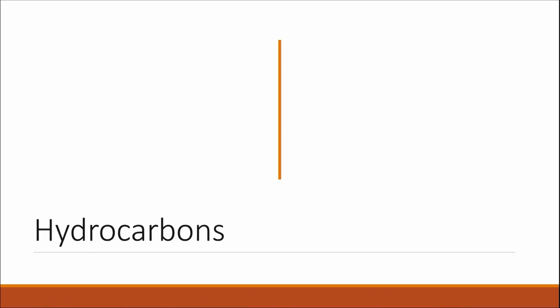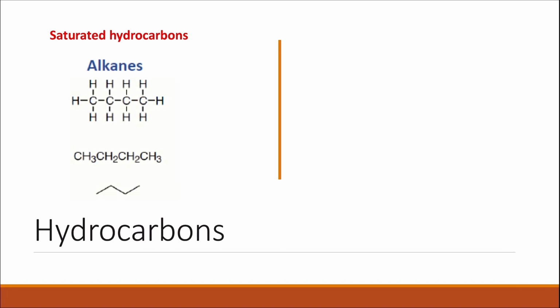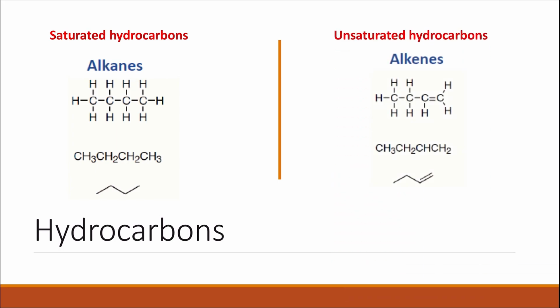There are two classes of hydrocarbon that you need to learn. The first one is the saturated hydrocarbon. The classical example of saturated hydrocarbon is the alkanes. Alkanes are saturated because they only contain single bonds. There are no double bonds in alkanes. And then we have the unsaturated hydrocarbons, which are represented by the alkenes. Alkenes are unsaturated because they contain a double bond between the carbon atoms. All of these are hydrocarbons, so as you can see, they only contain carbon and hydrogen.